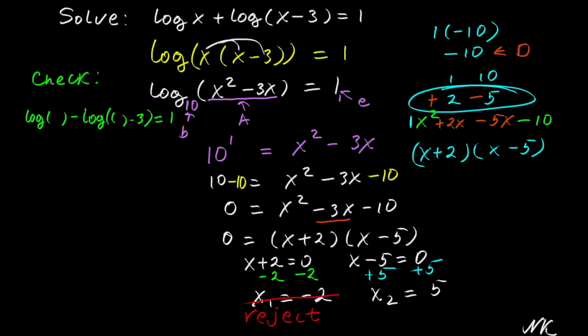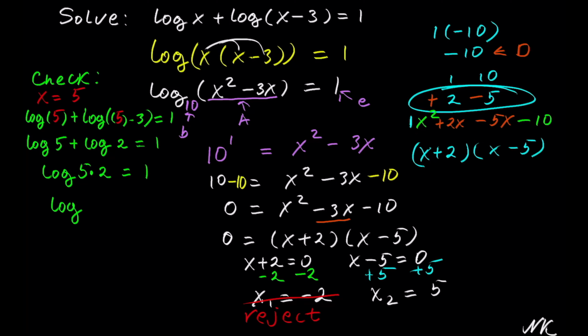Let's check the second x, which is equal to 5, by plugging in 5 instead of x into the original equation, and we will have log of 5 plus log of 5 minus 3, which is 2, and that has to be equal to 1. So we have log of 5 plus log of 2. Let's combine them into a single log of 5 times 2. That has to be equal to 1. This will give us log of 5 times 2, which is 10. That has to be equal to 1.